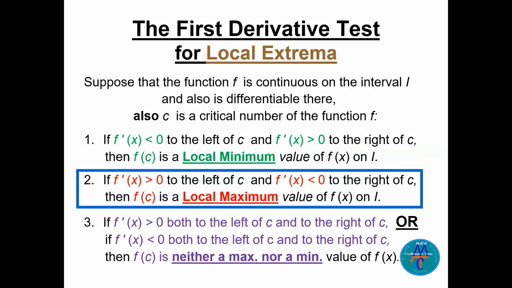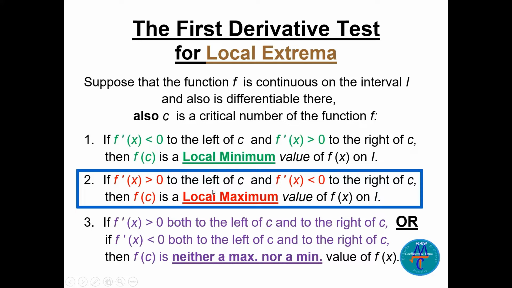The first derivative test for local extrema. If we have a function continuous on an interval, differentiable also there, we can find the critical values, critical numbers, as we did before, and we study the derivative of the function. If f prime of x is less than 0 to the left of c, we have seen some examples there, and f prime of x is greater than 0 to the right of c, then at c we have a local minimum. So this is negative and then positive, so there's a local minimum.